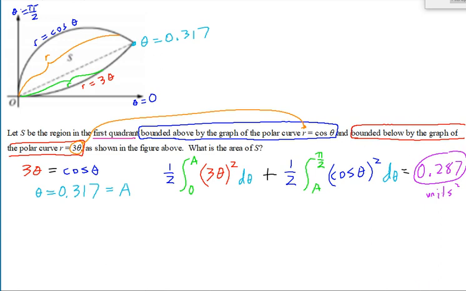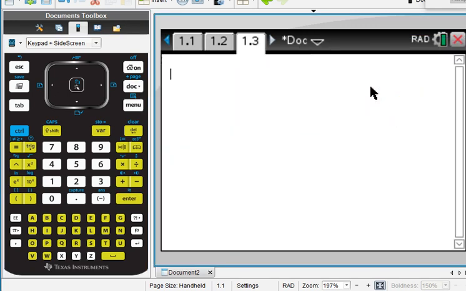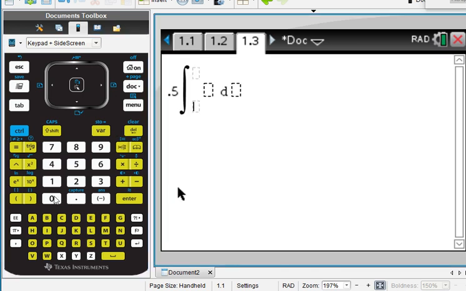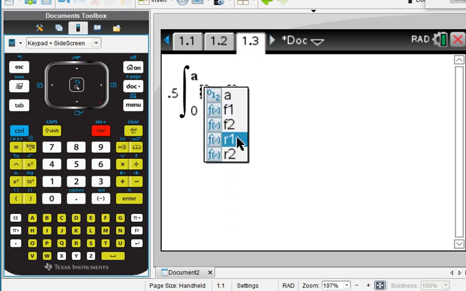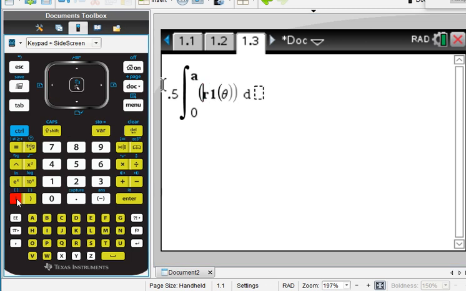And then on the Inspire, again, you just go doc, insert calculator. And again, you can either use x or theta, it's up to you here. So again, I'll just go 0.5, integral from 0 to a, and then I can type in 3 theta, or you can also enter in a R, that was our R1. Theta squared. Or I could do 3 theta squared either way.